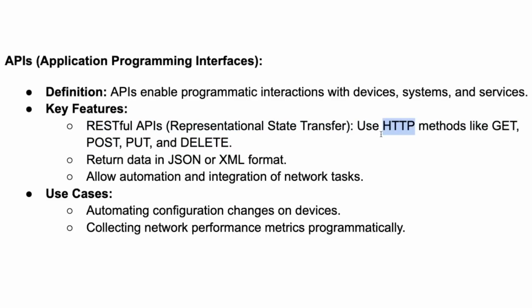Because these are HTTP methods that you're making. These are HTTP requests that you're making. So as it's HTTP, that means it's involving some kind of a URL endpoint for the API request that you're making. Then there's the return data in JSON or XML format, which is, again, something else that you can do as you make your RESTful API requests. And these, again, will be against whatever the URL is. But now you want the data to be returned to you in either JSON format or XML format. And then you allow automation and integration of network tasks by being able to write code to do that, right?